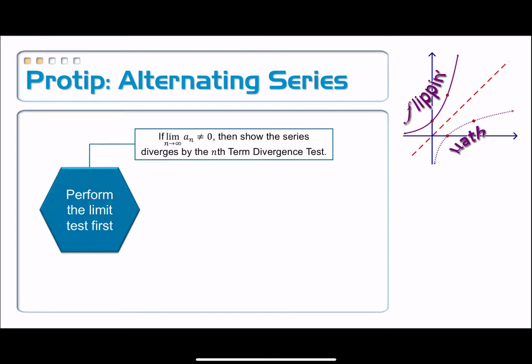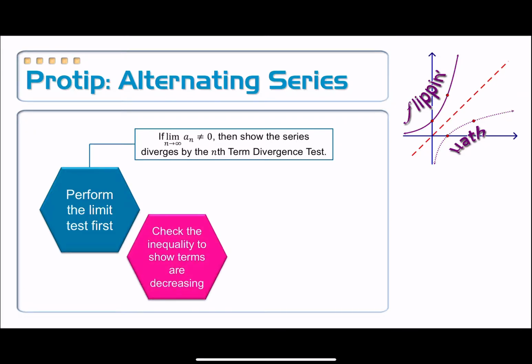And it will diverge because your limit won't be equal to 0 when we put the alternator in there. It's going to go plus, minus, plus, minus to some particular number, which is not 0. So therefore it diverges. Okay? And then you check your inequality to see if your terms are actually decreasing. You can do that algebraically by showing that the n plus 1th term is smaller than the nth term.